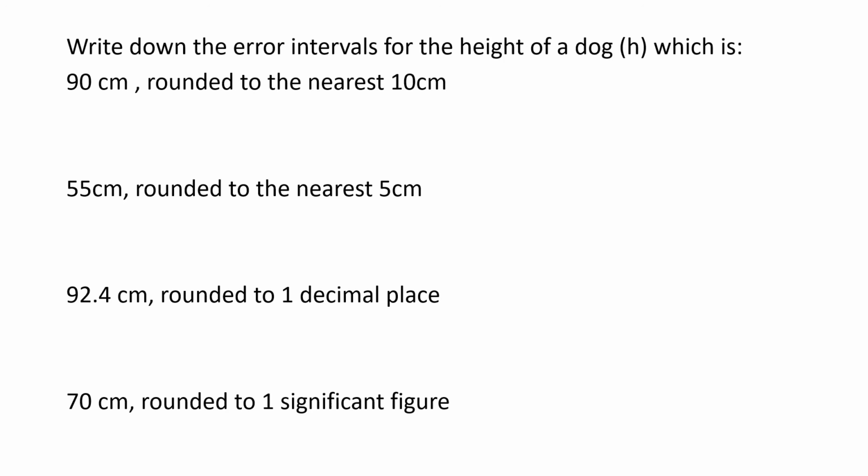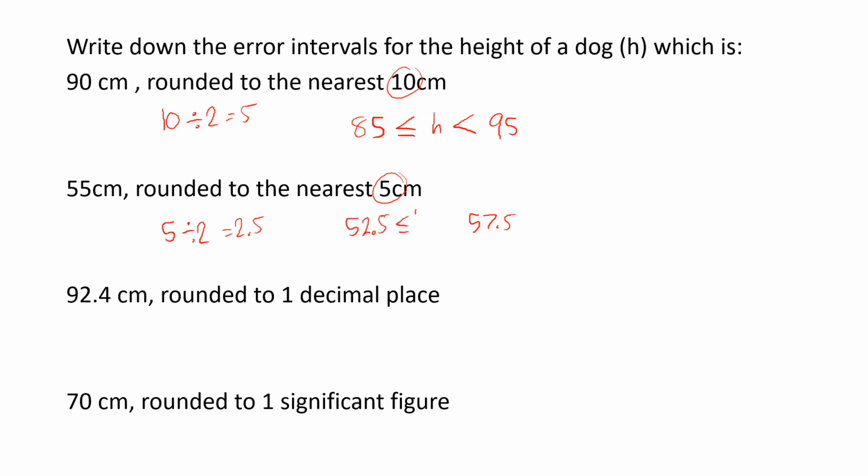Okay, let's see. So rounded to the nearest 10, divided by 2 is 5. So that's going to give us 85 and 95 as our limits. We want to be greater than or equal to 85 and less than 95. For the next one, nearest 5, so we go 5 divided by 2 is 2.5. Add it to 55 and we'll get 57.5. Take it away, we've got 52.5, and again, make it look like an error interval.